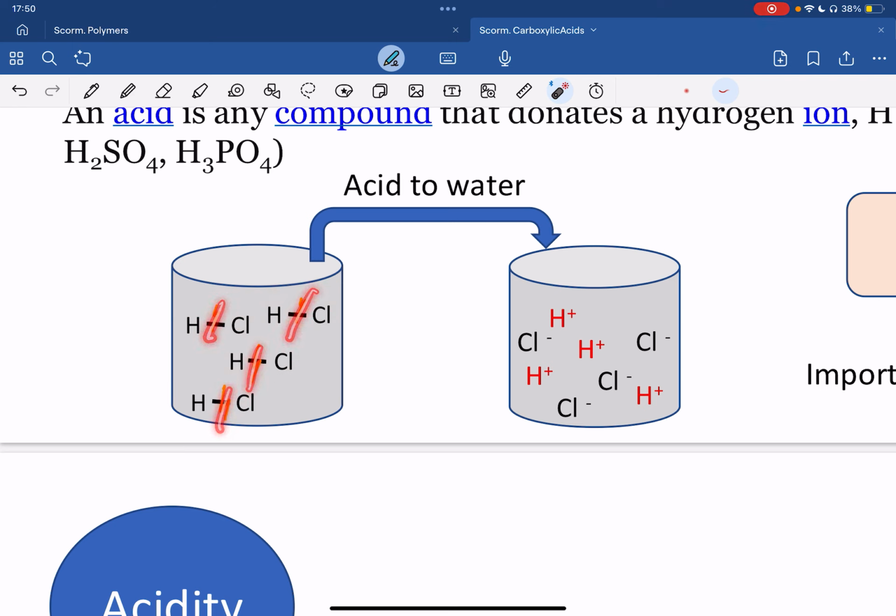All of them can ionize. So we will have 4 hydrogens in the environment and 4 chlorines after ionization. You see we have lots of hydrogens in the environment. As we have lots of hydrogens in the environment, acidity is stronger. Remember, acidity depends on the number of hydrogen ions in the environment.